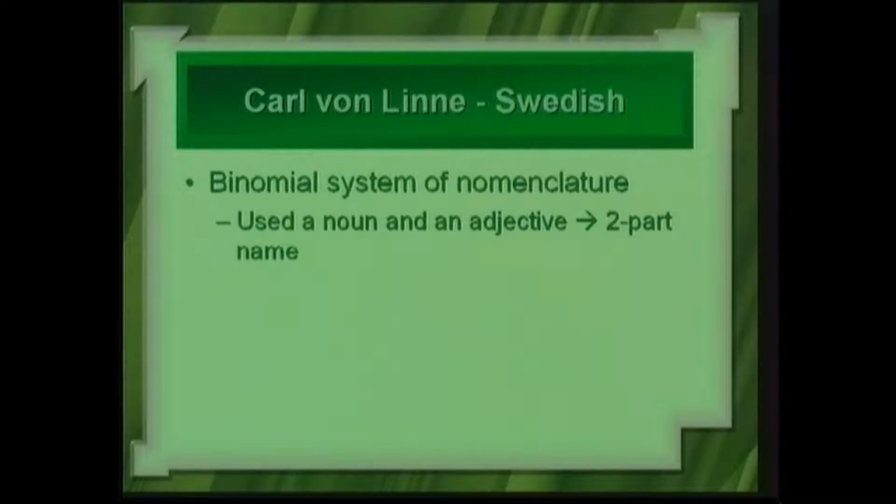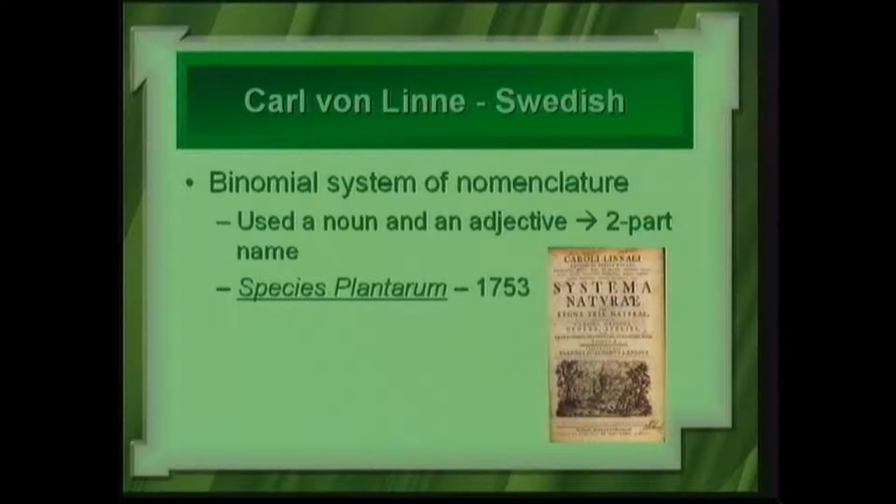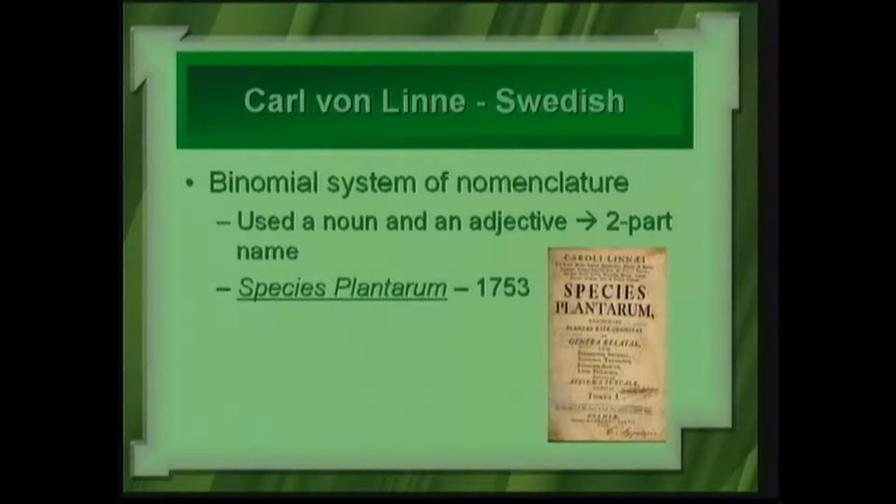He used a noun, okay, and an adjective. A noun actually designates a thing or a flowering plant, and the adjective would be descriptive of the noun. Okay, so he used a noun and an adjective to make a 2-part name. So he published a book called Systema Naturae, and also Species Plantarum. So the Species Plantarum, that just means plant species, right?